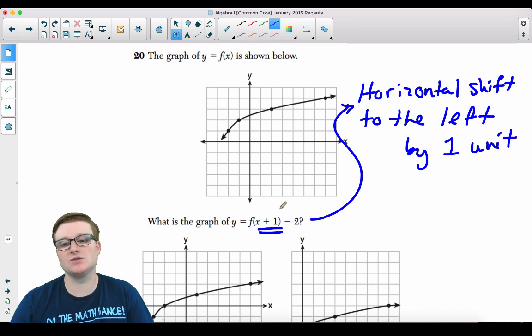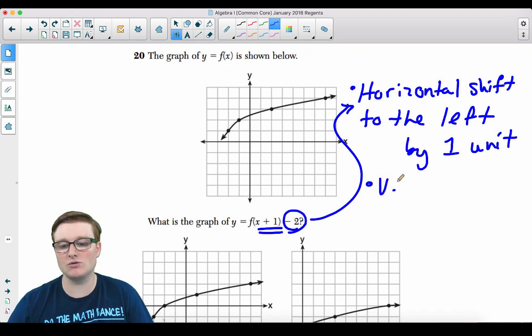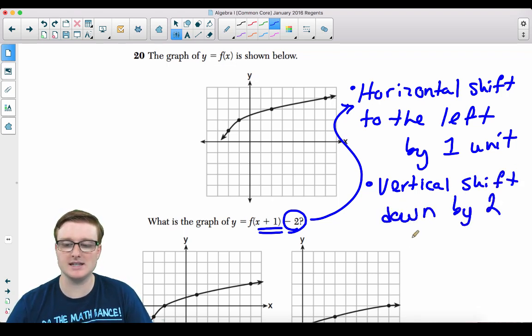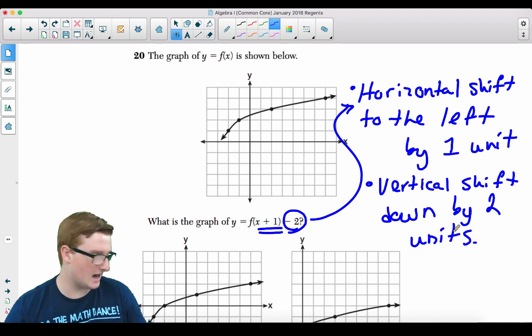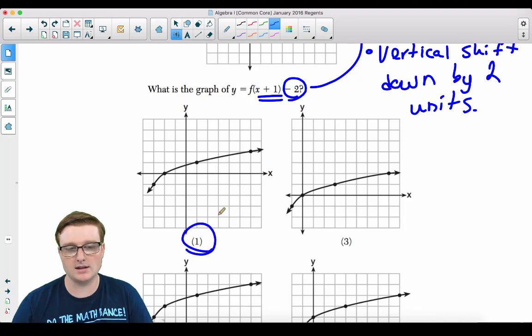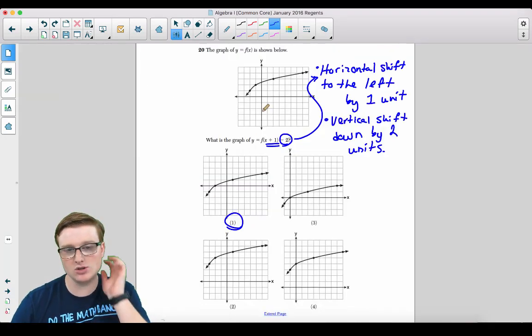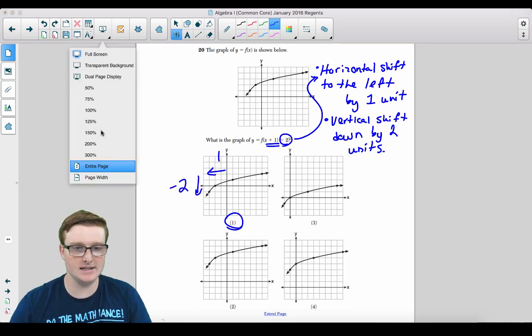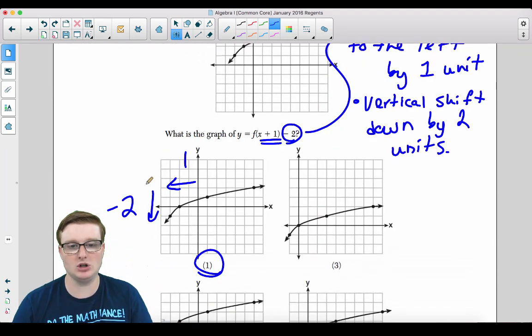It's going to the left because, remember, if it's in the parentheses, it's the opposite of the sign. That's a horizontal shift to the left by 1 unit, and this negative 2 represents a vertical shift down by 2 units because it is the same as the sign. So the only one that would work would be choice 1, because choice 1 clearly shows that you're shifting to the left by 1 and then down by 2. All right, and that is your answer to question number 20.